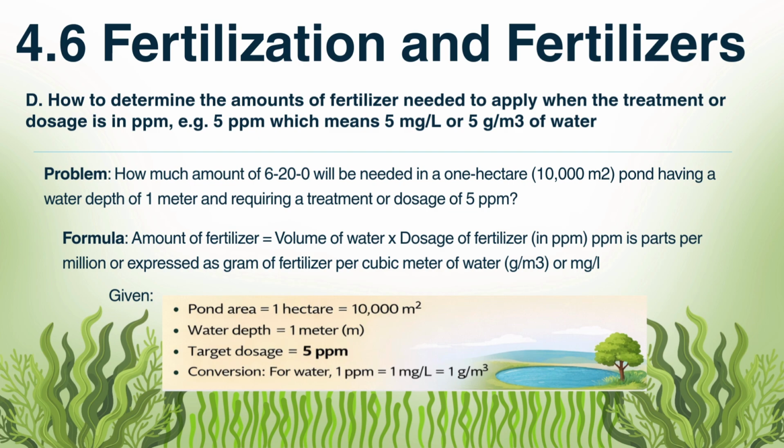The formula is the amount of fertilizer equals volume of water times dosage of fertilizer in parts per million. So first, we must note the given, which is the pond area equal to 1 hectare or 10,000 square meters. Then the water depth is 1 meter. The target dosage is 5 parts per million. And in conversion, for water, 1 ppm equates to 1 milligram per liter or 1 gram per cubic meter.